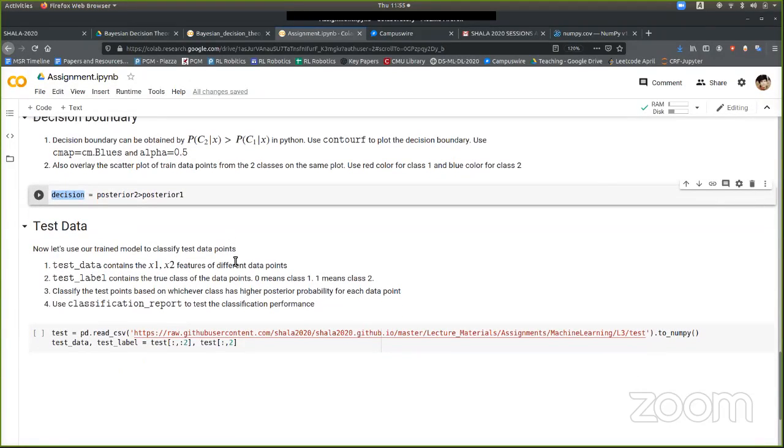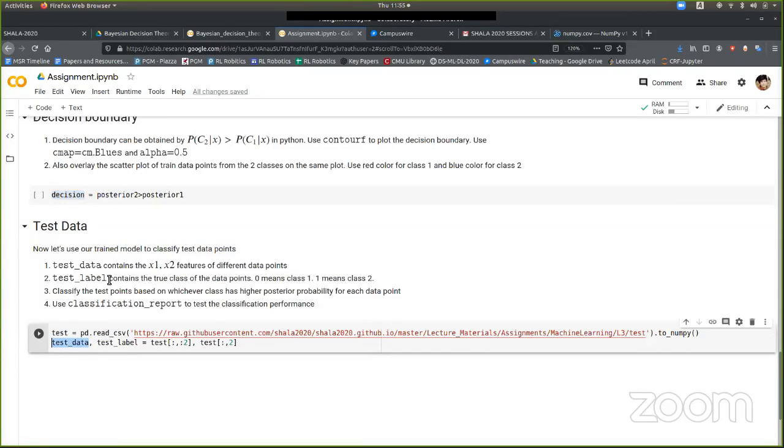And finally, we have given you some test data on which you can test your model. Test data is stored in a slightly different format. It's data containing three columns: first feature, second feature, and the class. We have already separated it out for you. Now finally, test data will contain your two features, x1 and x2, but it's not separated out between whether it's from class 1 or class 2. They are all stored together because it's your test data.